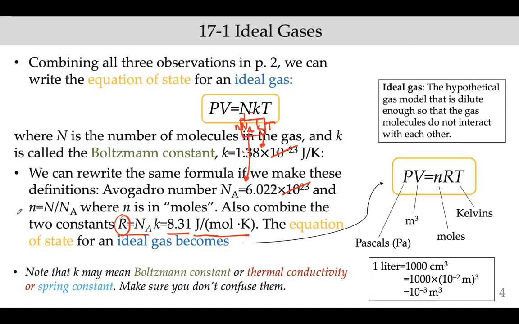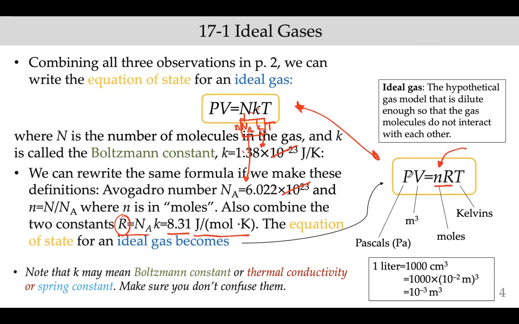So the equation of state for an ideal gas becomes, instead of Nk, now we have nR, which is here. So these are both equivalent. You can use either one. But as I said, most of the time you have the number of particles in terms of moles. Most of the time, especially in chemistry, this one is used.